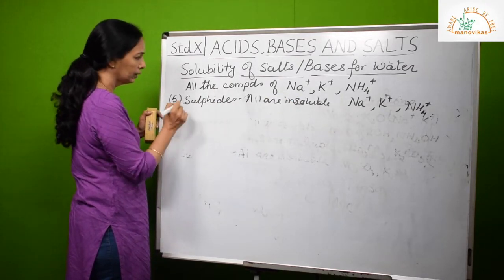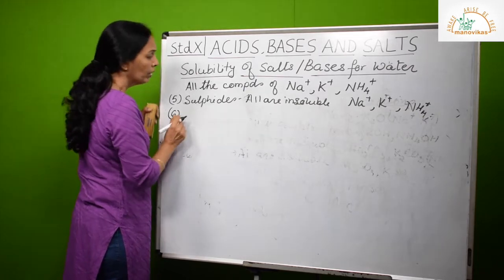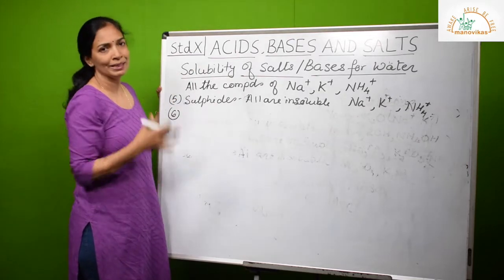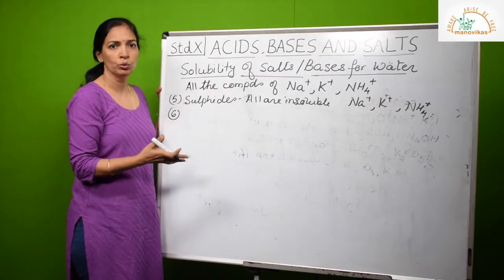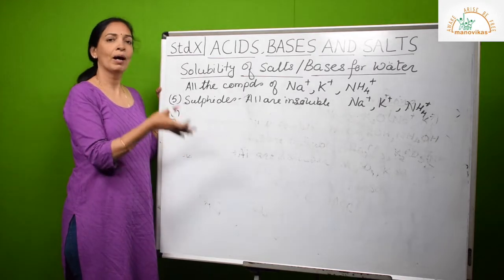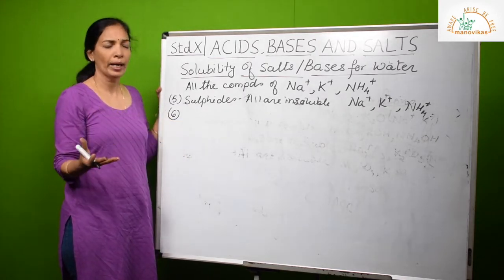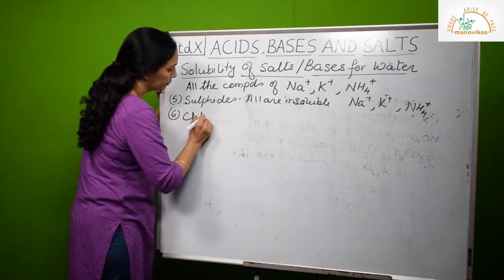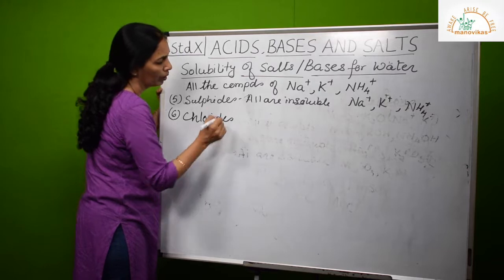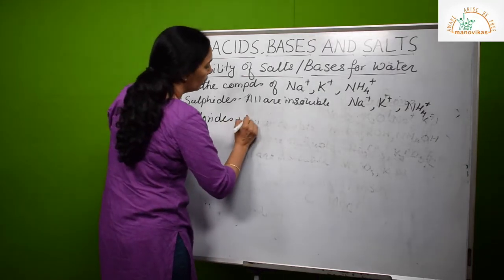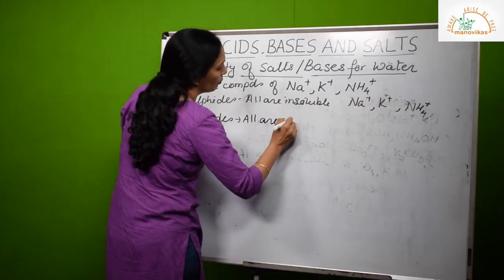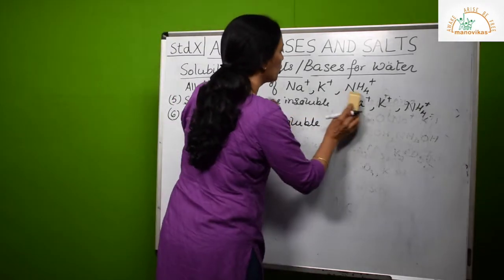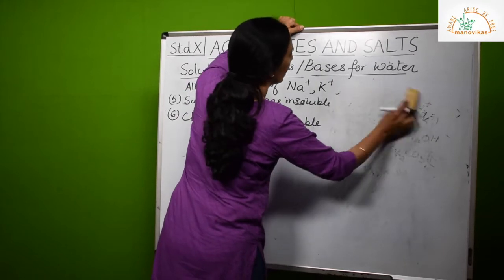Sixth one, after sulfides. Till here we have studied that maximum are insoluble except these three, or for oxides too. Now comes where maximum are soluble and there are few exceptions. So we will start with that. Chlorides, metal chlorides, all are soluble, maximum are soluble, so we are writing all are soluble, and I will be writing the exceptions over here.